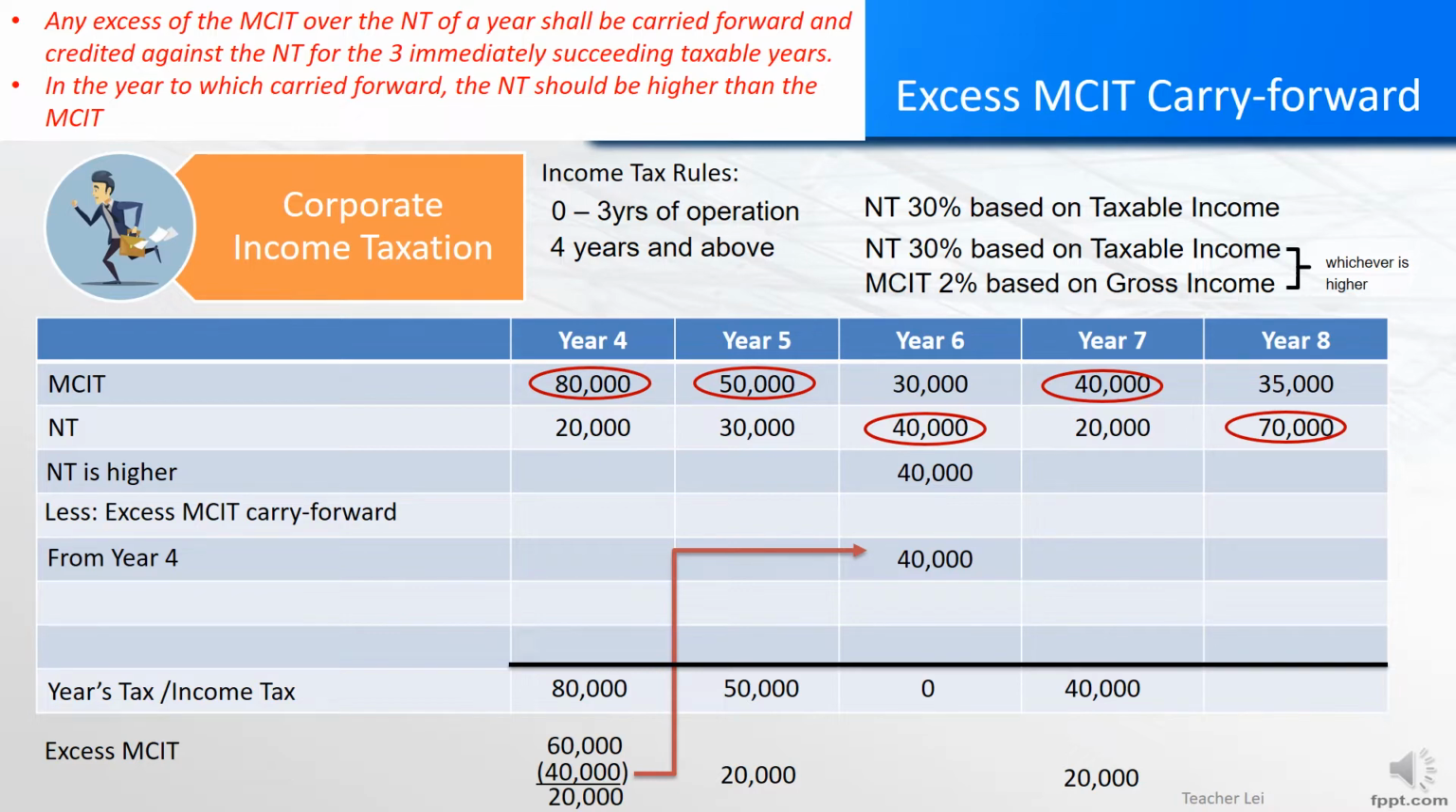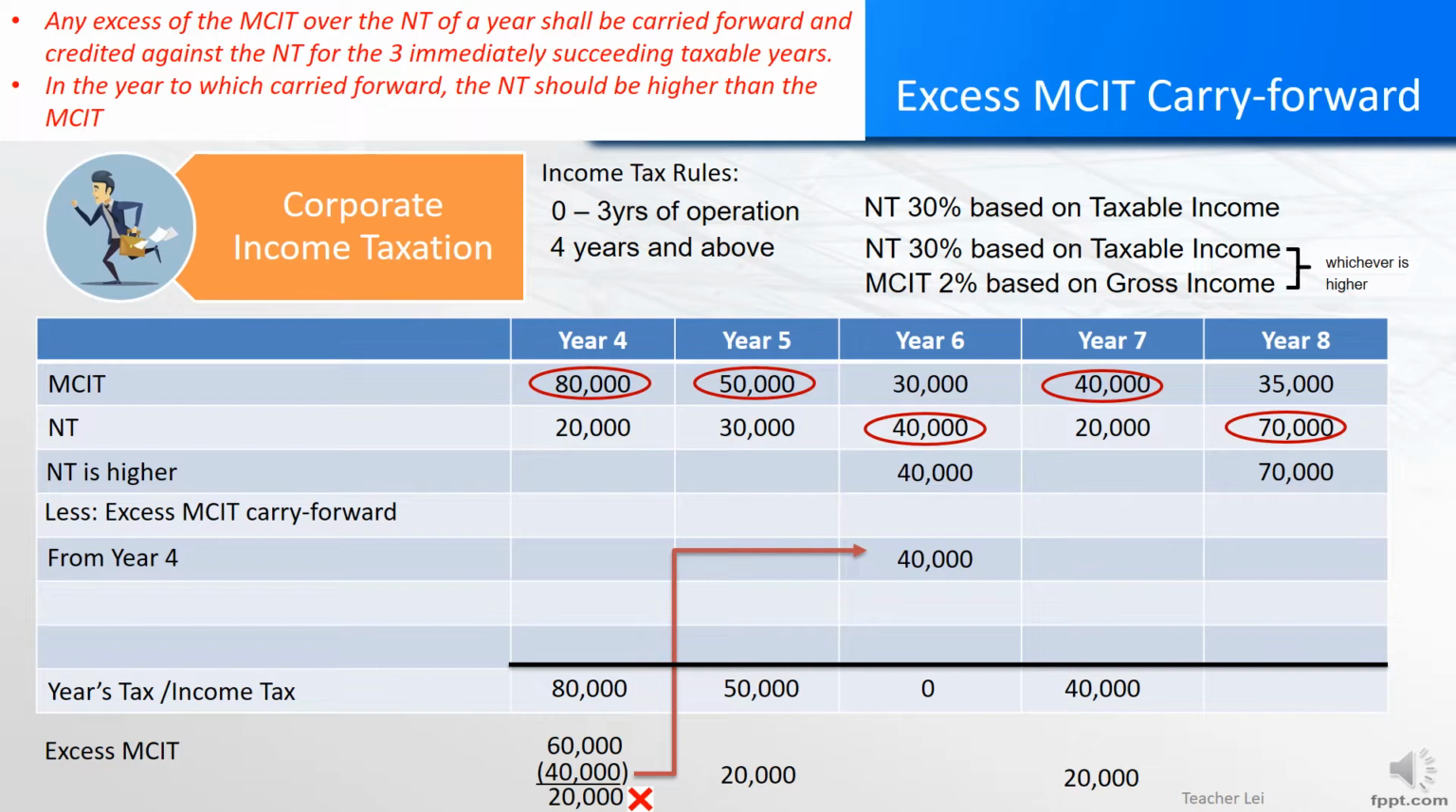Let's go to year 8. In year 8, the normal tax of 70,000 is higher than the MCIT of 35,000. When normal tax is higher than MCIT, we should look if there can be credited as excess MCIT from the last 3 years. Remember that we have already used 40,000 of the excess MCIT of 60,000 in year 4. However, the remaining 20,000 excess MCIT in year 4 has already expired in year 7 and can no longer be used in year 8.